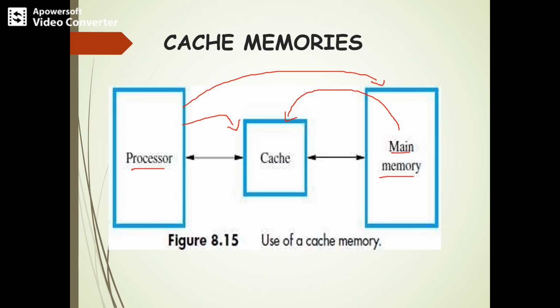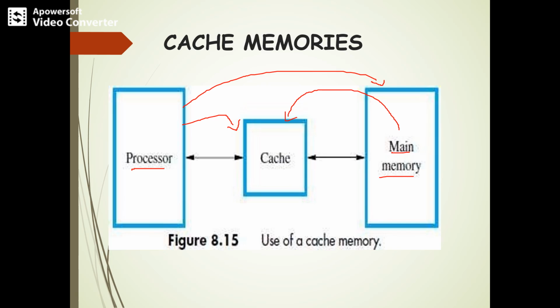So the cache is located between the processor and the main memory. We know that the main memory is very slow compared to the speed of the processor. That is why we use a special type of memory called cache memory, which is designed to reduce the time needed while accessing the information from the main memory.